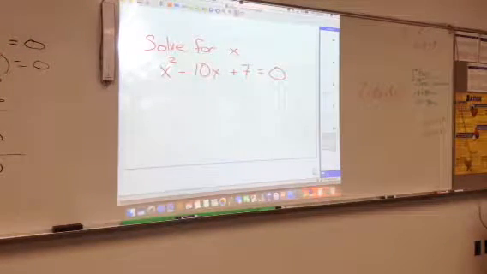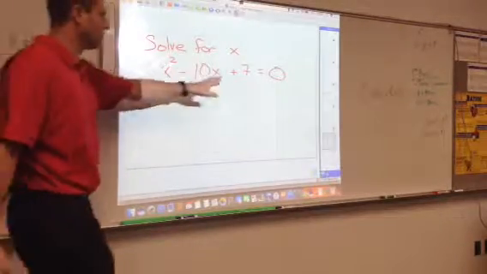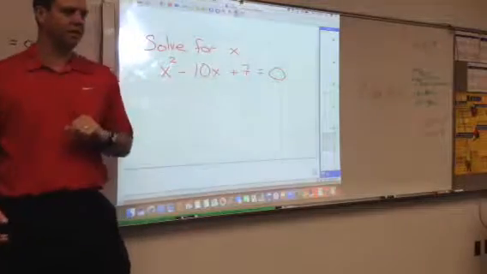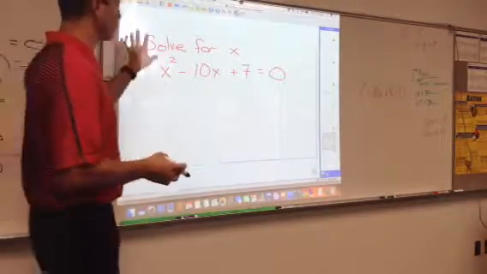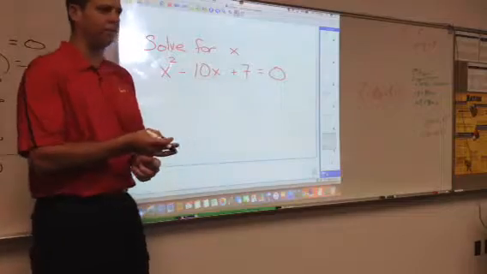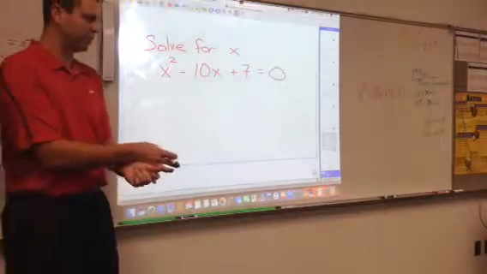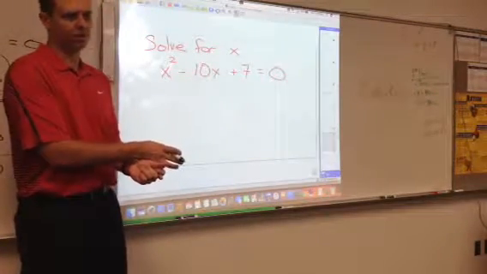What would happen? It doesn't work. Because can you think of numbers that multiply to 7 and add to negative 10? No. There aren't any. Okay? As much as I like factoring, and I will always, always, always try to solve every polynomial by factoring first because it's the quickest and easiest method, sometimes factoring doesn't work.